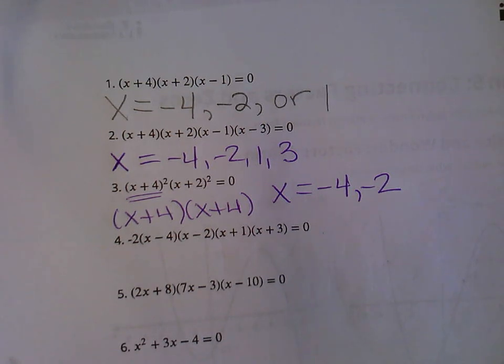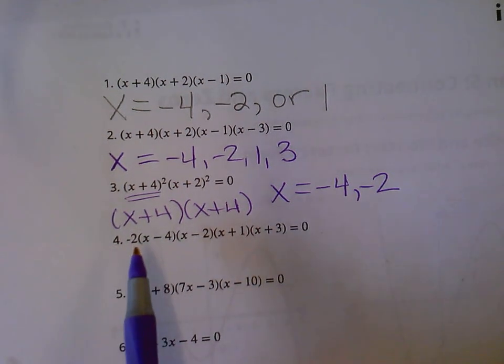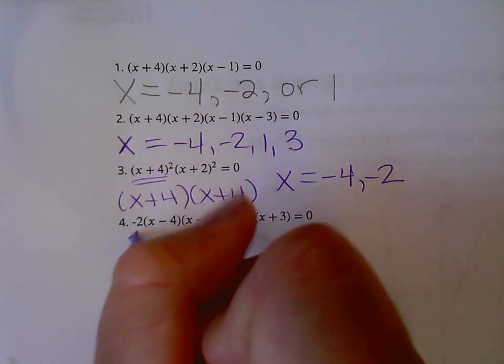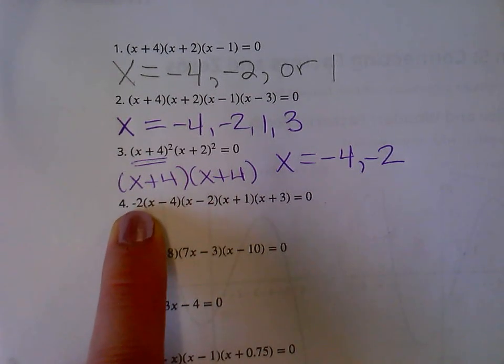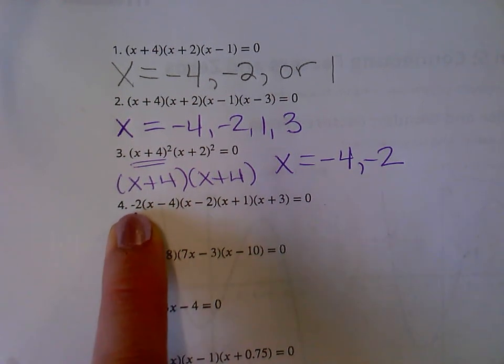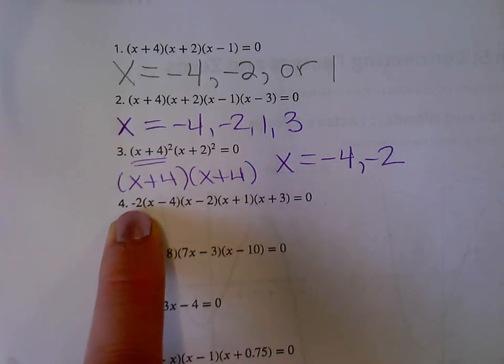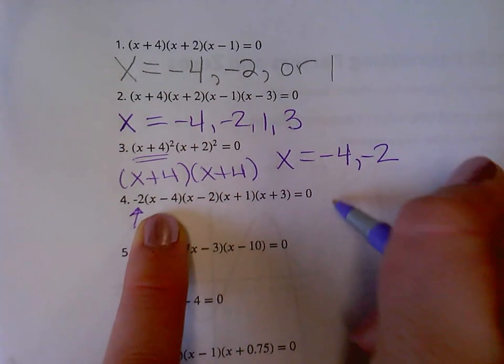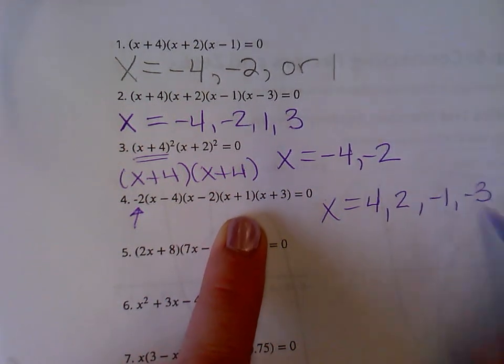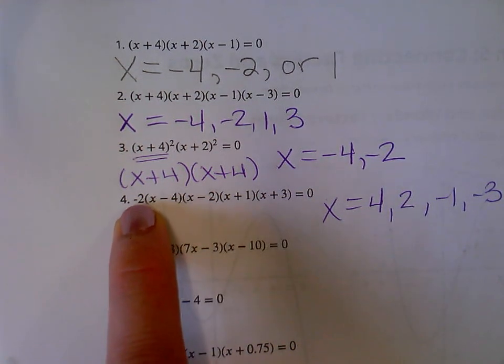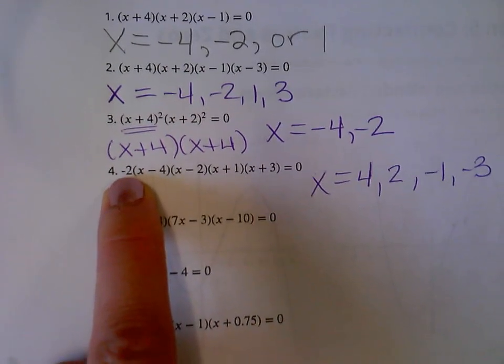What did you get for number 4? This is one that was tricky on our test. Does the -2 offer any new x-intercepts? It's just the stretch factor and it makes it concave down, but it doesn't offer any new x-intercepts because -2 itself can never be 0. So you should have said what? +4, +2, -1, and -3. So seeing a number in front does not change any of your x-intercepts.